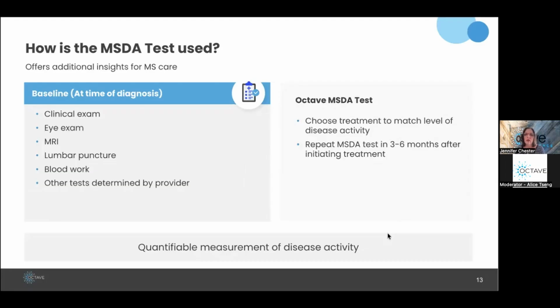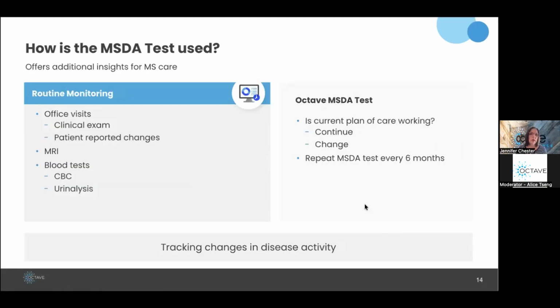But now we can also add in this MSDA test. Once diagnosis has been confirmed, the MSDA test will help tell us how active your disease is. So, a quantifiable measurement of disease activity. And this may help choose a treatment that matches that level of disease activity, knowing whether we need to be more aggressive with our treatment or not. And then the MSDA test can be repeated in 3 to 6 months to see how well your treatment is working for you.